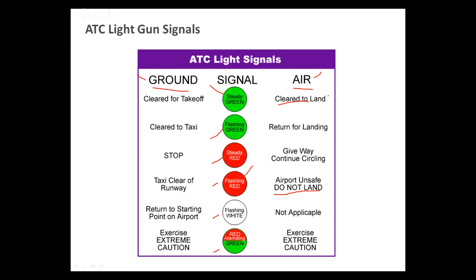Let's walk through an example. You are on a cross country from your home airport to San Antonio International, which is a Class Charlie airport. And the tower controller loses his radios. He goes what we call NORDO, which means you don't have any radios. However, there's still a bunch of airplanes in the air that need to land.